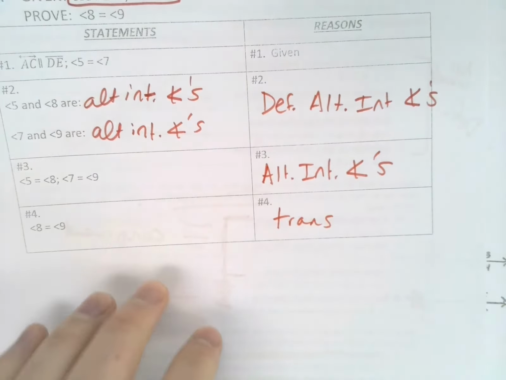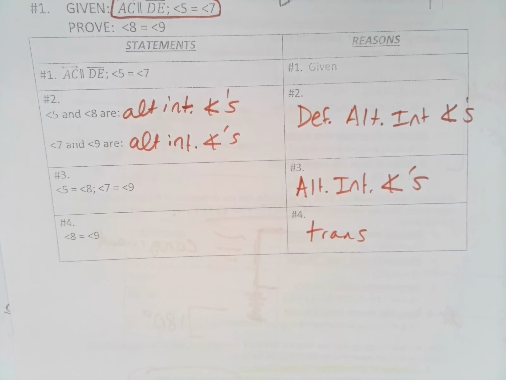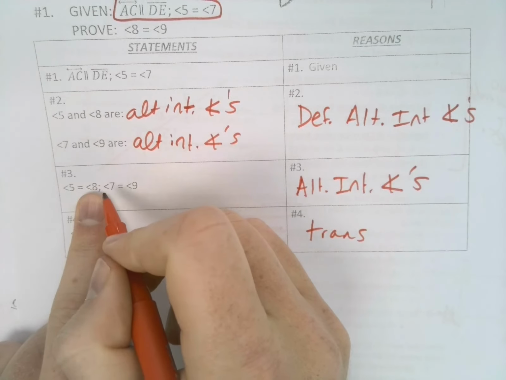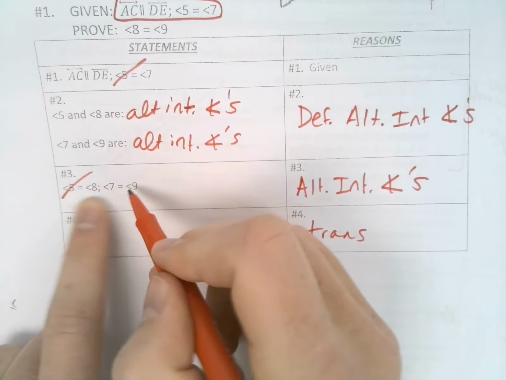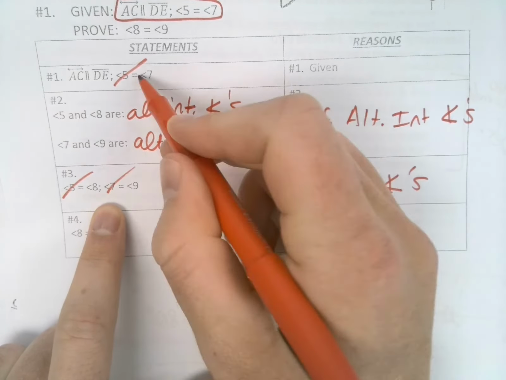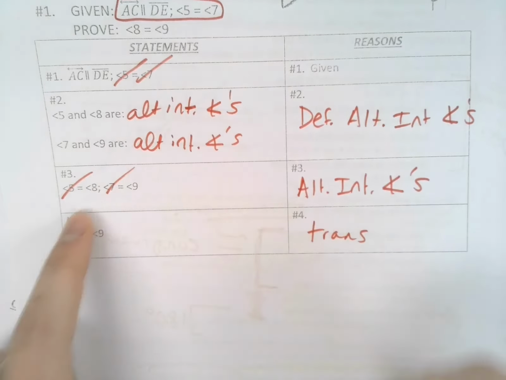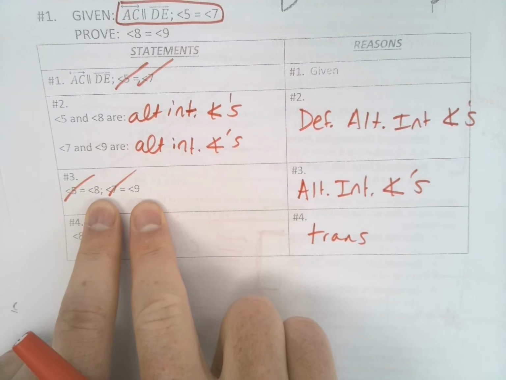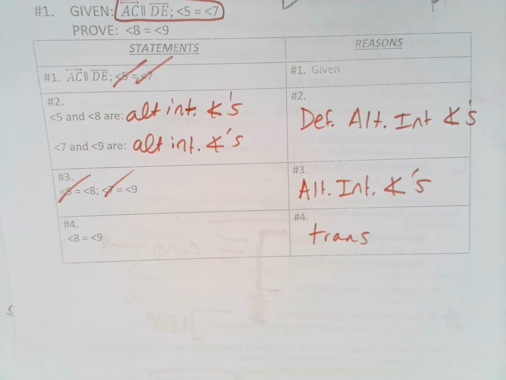And why is it transitive? Because what were we told at the beginning? 5 equals 7. What else does 5 equal? 8. And then what are we told 7 also equals? So what can we then say? 8 equals 9. If 5 equals 7, 5 equals 8, 7 equals 9, then we could say 8 is going to equal 9.